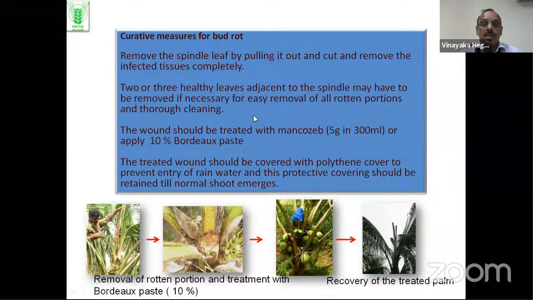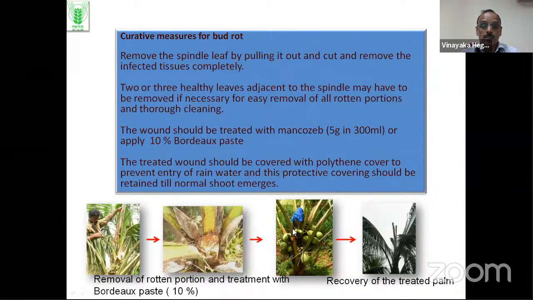Then we have to apply either Bordeaux paste, or even mancozeb, which we can pour into this wound portion. We can dress it and cover it with some polythene, to avoid the rain washing off these fungicides. After a few days, we can see the new shoots will come up.